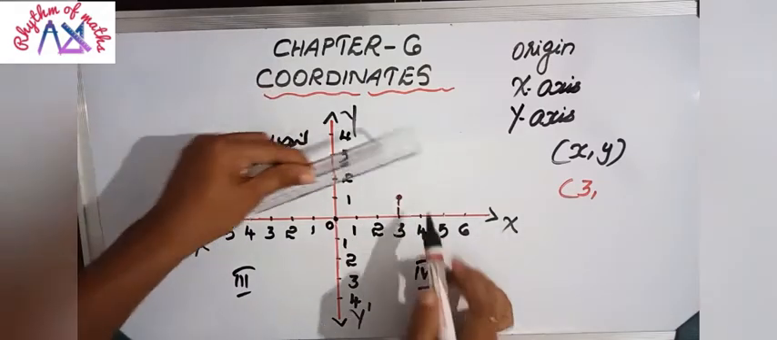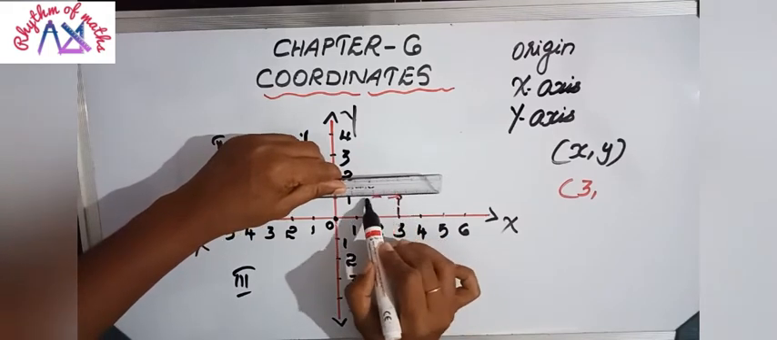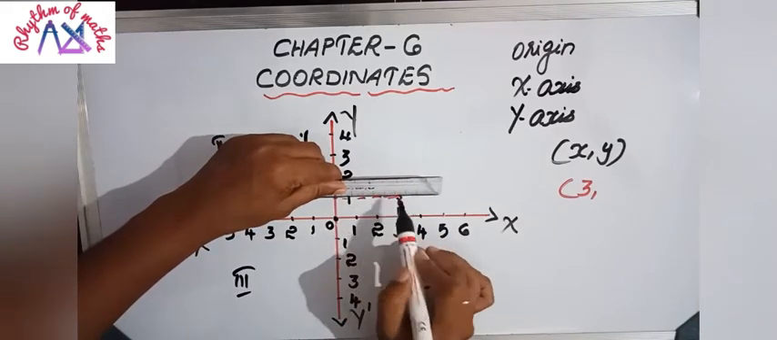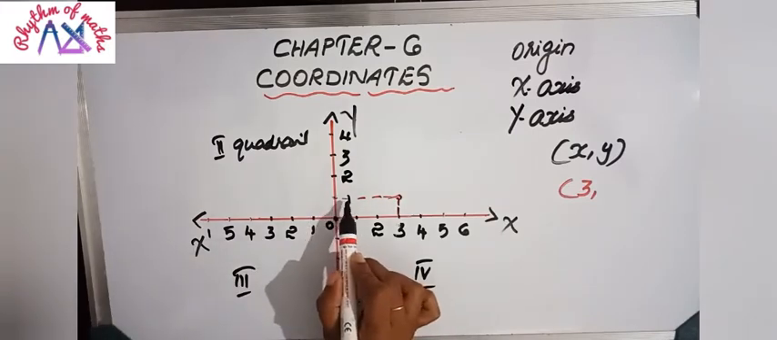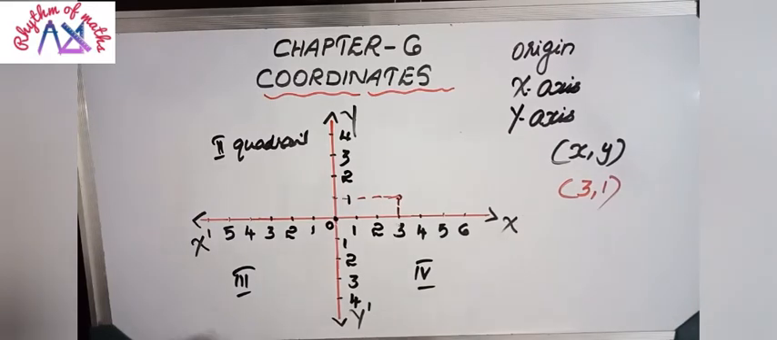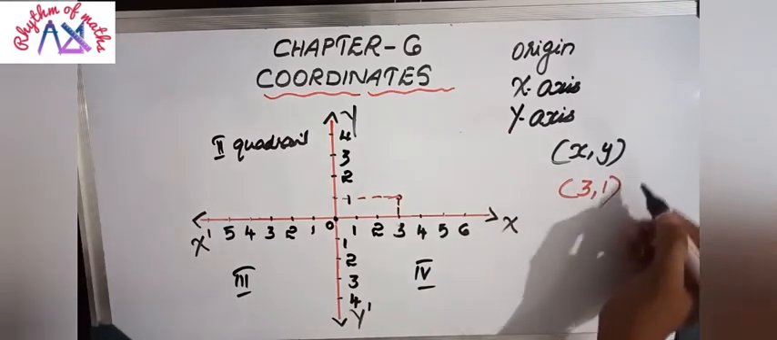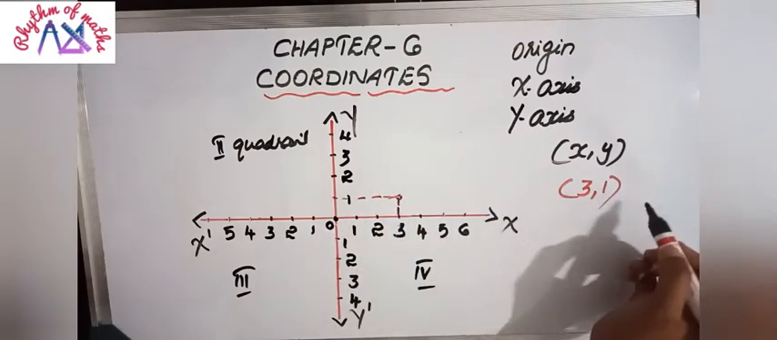So we got 3 as a point. Next, towards the y-axis, just draw a straight line. You can see it ends at the point 1. The number is 1 here, that means the y number is 1. So this point's coordinate is the ordered pair (3, 1).